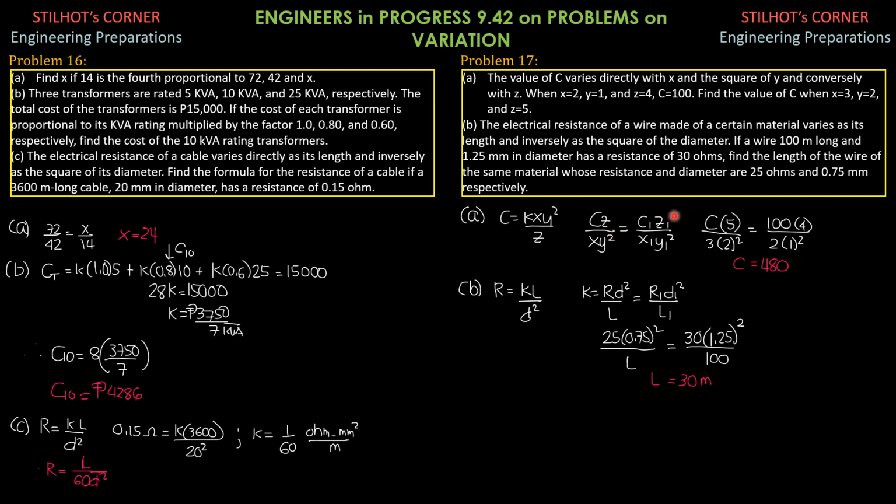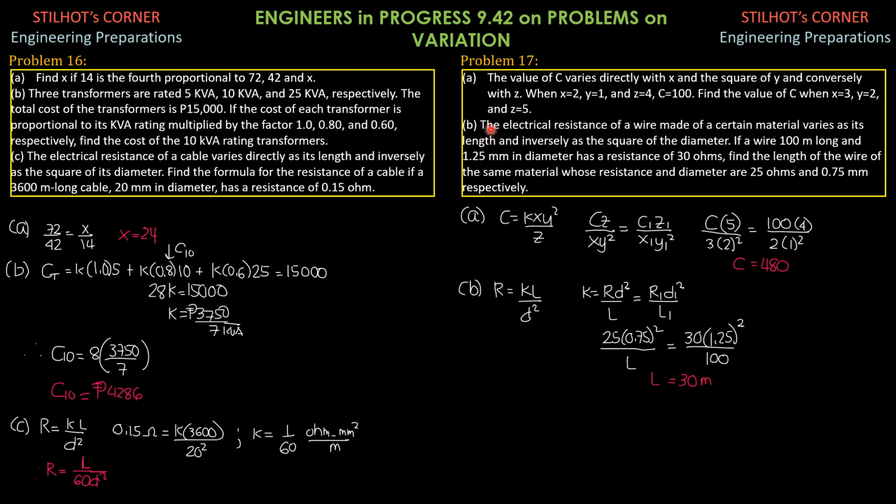And we equate that for the initial and final conditions. You just follow the symbols with subscripts. C sub 1 Z1 over X1 Y1 square. So for the final condition, find the value of C when X is 3, Y is 2, Z is 5, so C times 5 over 3 times 2 square equals, in the initial condition, C is 100, Z is 4, X is 2, Y is 1, so 1 square. Solving for C, C is equal to 480.